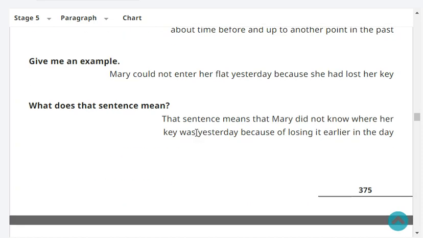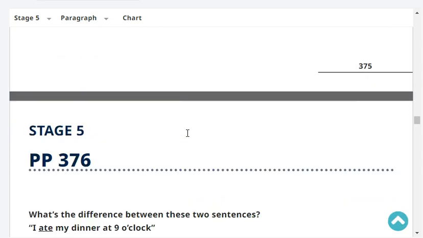What does that sentence mean? That sentence means that Mary didn't know where her key was yesterday because of losing it earlier in the day. Very good.